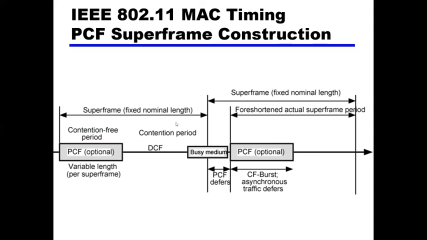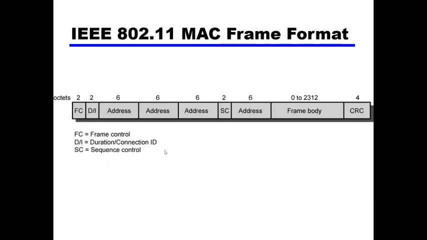The superframe has a fixed nominal length, then the PCF has variable length per superframe, then DCF. If the medium is busy, the PCF is deferred; PCF is optional. If the superframe is of fixed nominal size, this foreshortens the actual superframe period. That should be self-explanatory in this diagram.